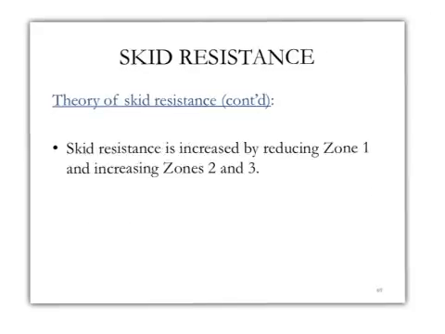So skid resistance is really increased by reducing zone 1 and increasing zones 2 and 3. If you think about it, we've got 3 zones, and your goal as a pavement engineer is to reduce zone 1 as much as possible and increase zones 2 and 3.